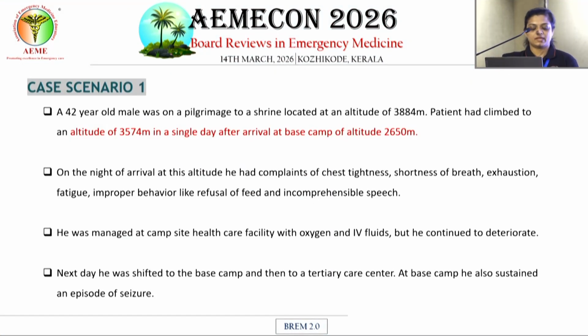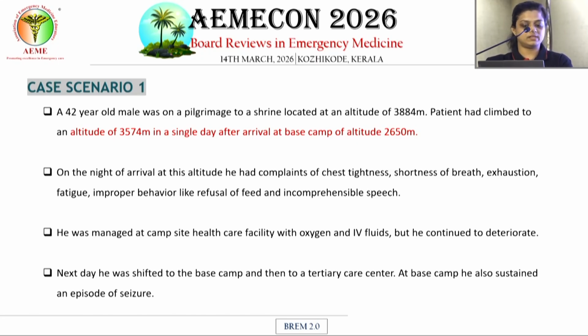So I'll start with a case scenario. A 42-year-old male was on a pilgrimage to a shrine located at an altitude of 4,000 meters. The patient climbed to an altitude of 3,500 meters in a single day after arrival at the base camp at an altitude of 2,500 meters.